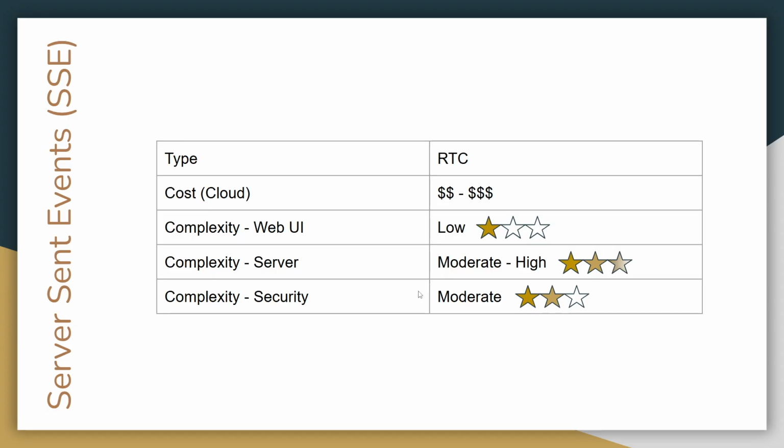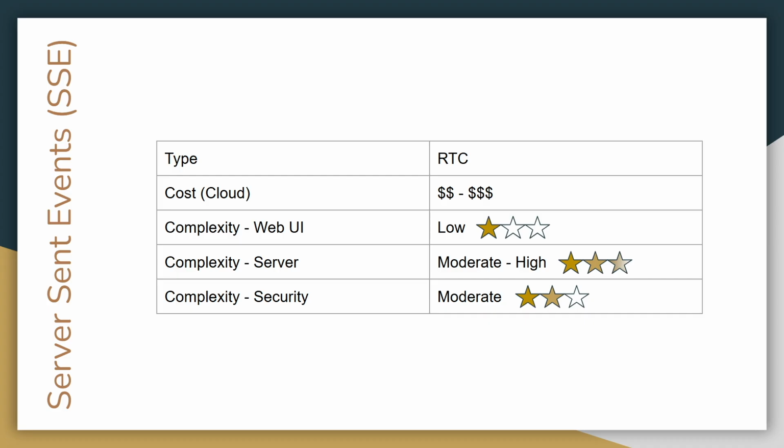So, the cost complexity graph. The cost for this is going to be on your moderate to high side. This is primarily because you're going to have a lot of long-term connections with the servers, which means that if you're using something like AWS, your lambdas are going to be spun up until the connection closes. So the cost there is on the high side.